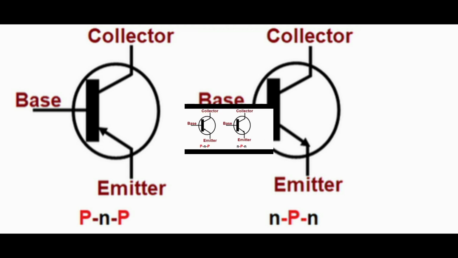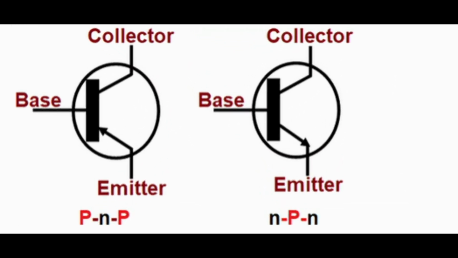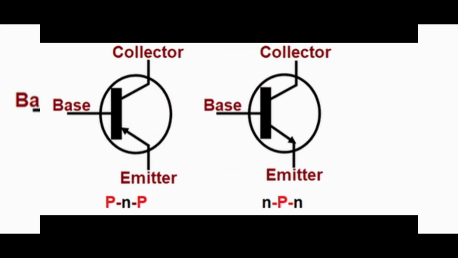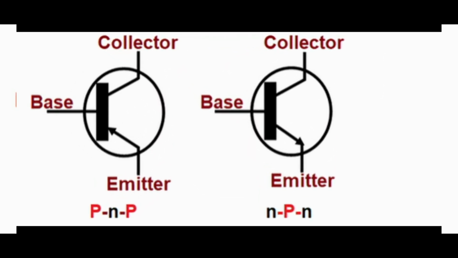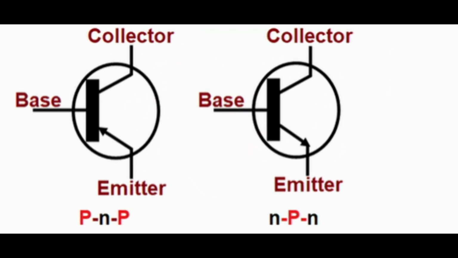The difference between the PNP and NPN transistors is the arrow mark at the emitter end, if you have noticed. The arrow in the PNP transistor is shown as moving from the emitter to the base, whereas in the NPN transistor the arrow will be moving from the base to the emitter. The direction of the arrow represents the direction of current flow in the transistor. In PNP the current will be flowing from emitter to base. Similarly, in the NPN transistor current will be flowing from the base to emitter.